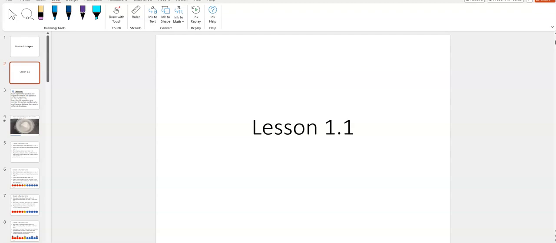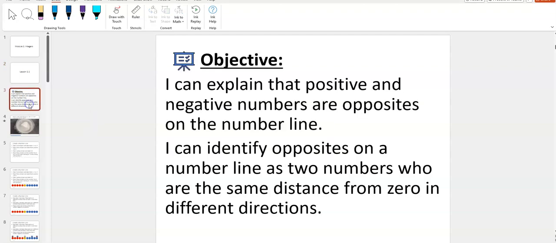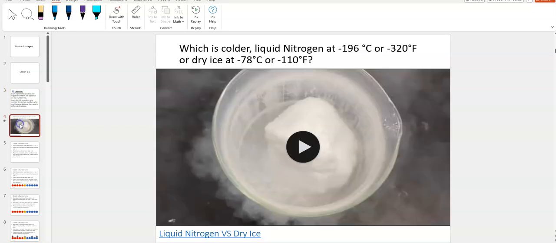I'm Mrs. Kirkwood, and I am going to walk you through our lessons for Module 1, starting with Lesson 1.1. At the end of this lesson, we should be able to explain that positive and negative numbers are opposites on a number line. And we should be able to identify opposites on a number line as two numbers that are the same distance from zero in different directions.